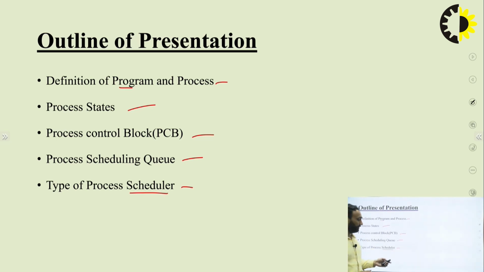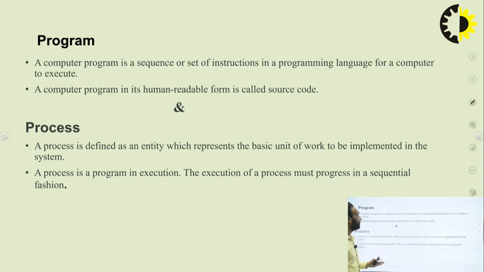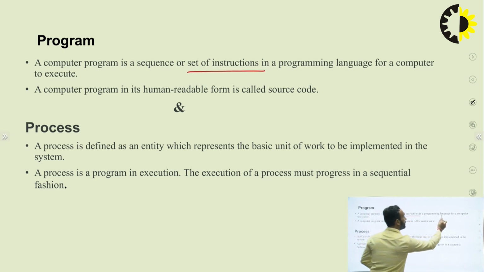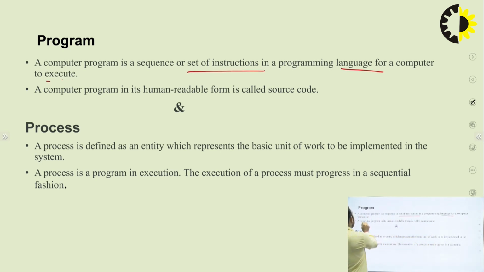Now let us start. As we all know, what is a program? A computer program is a sequence or set of instructions in a programming language for a computer to execute. It is a basic definition. Secondly, we also say that a computer program in its human readable form is called source code.